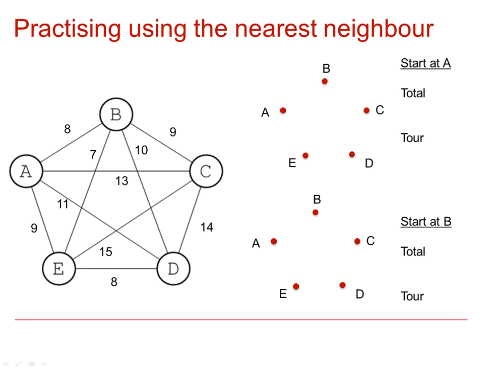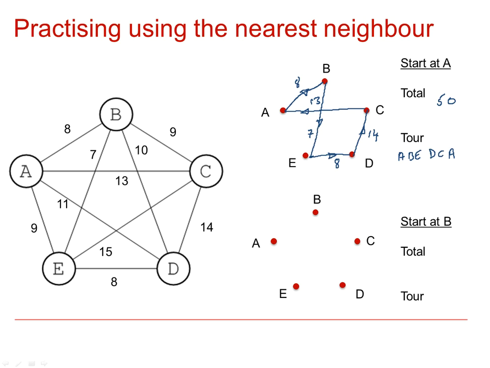Well, let's give that a go then, the first one starting at A. If you look at A, you can see that the nearest one to it is B, so we're going from A to B, and that is length 8. And then from B, the nearest one is E, and that one is of weight 7. And then from E to D, weight 8. D to C, 14. Now we've finished all of our vertices, so all we have to do now is to get back to where we started, to A, and that is 13. So if you work out the total of those, you find that it's 50, and the tour is A, B, E, D, C, and then back to A.